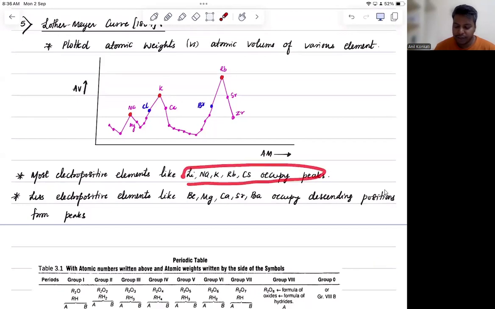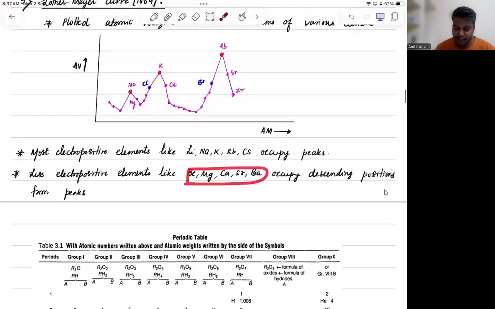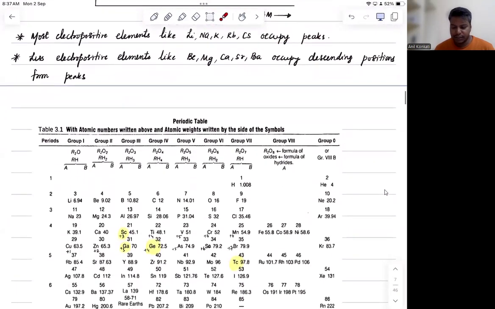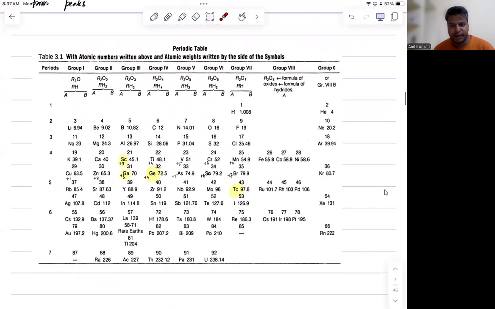Most electropositive elements are these, less electropositive elements are these, depending upon the peaks. Got it? This was the typical ratio that was identified. Based on this ratio, he was able to figure out the group elements: lithium, sodium, potassium, copper, rubidium, silver, cesium, gold. They all were identified at peaks.